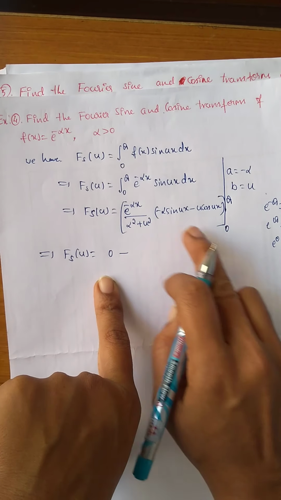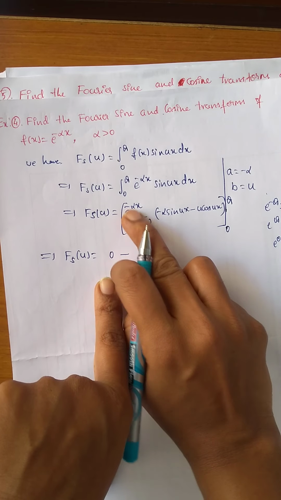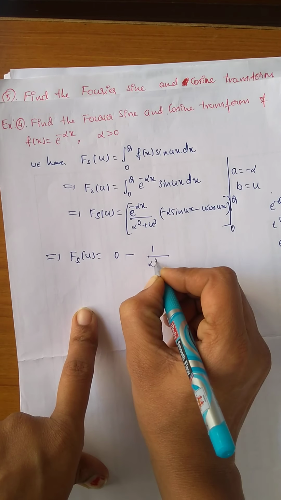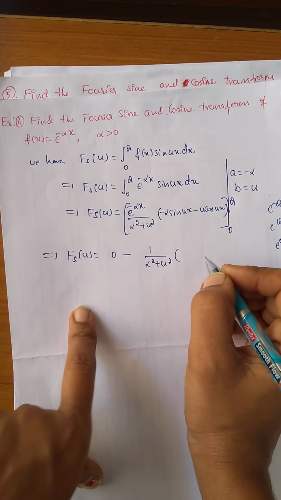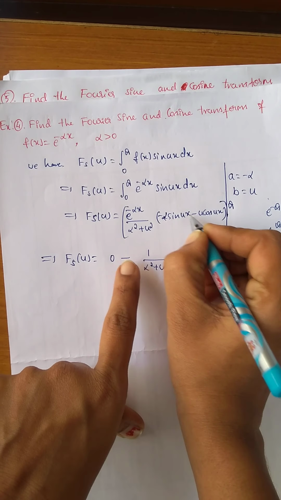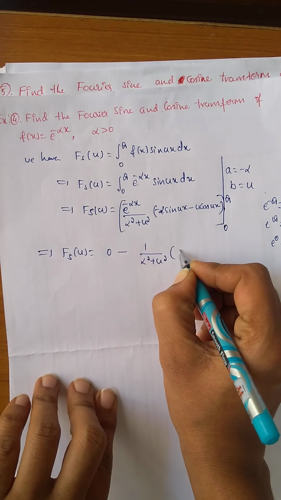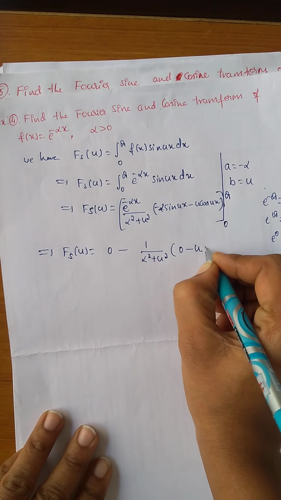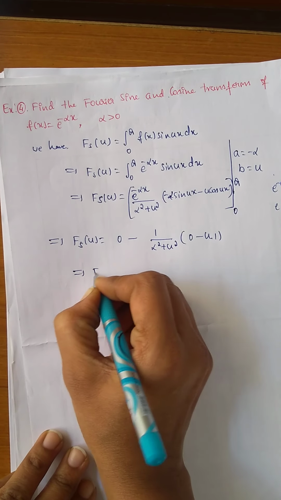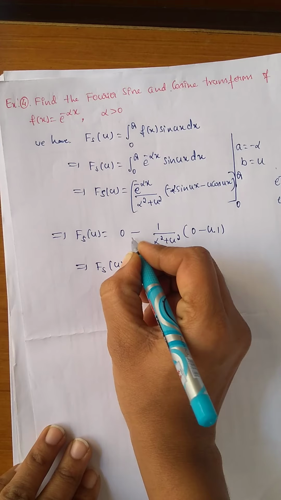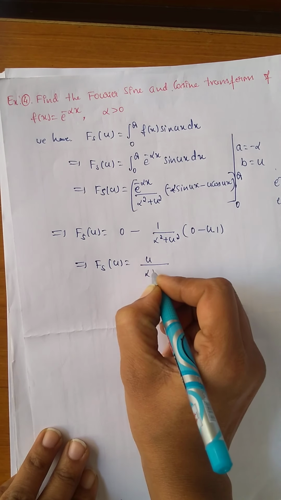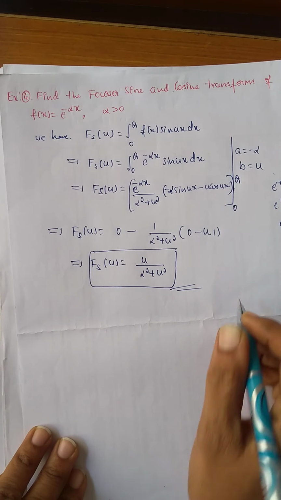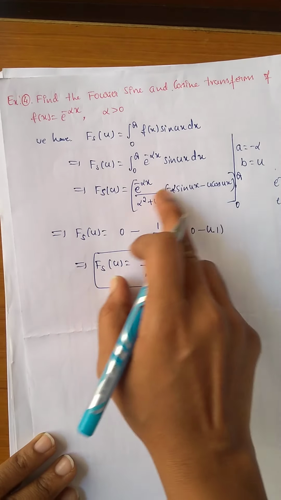For the lower limit, replace x by 0: e to the power of 0 is 1. Upper limit minus lower limit gives 1, and the denominator alpha square plus u square is a constant. In the bracket, alpha into sin 0 is 0, so the first term is 0, minus u into cos 0, and cos 0 is 1, so u into 1. Therefore, finally we get the Fourier sine transform as u by alpha square plus u square. This is the answer. That's all, this is very simple. Using the standard formula we should integrate.